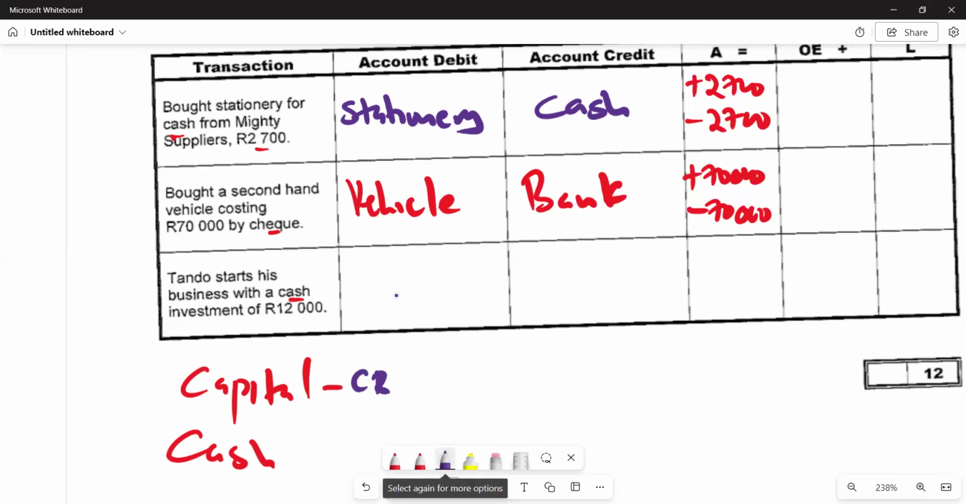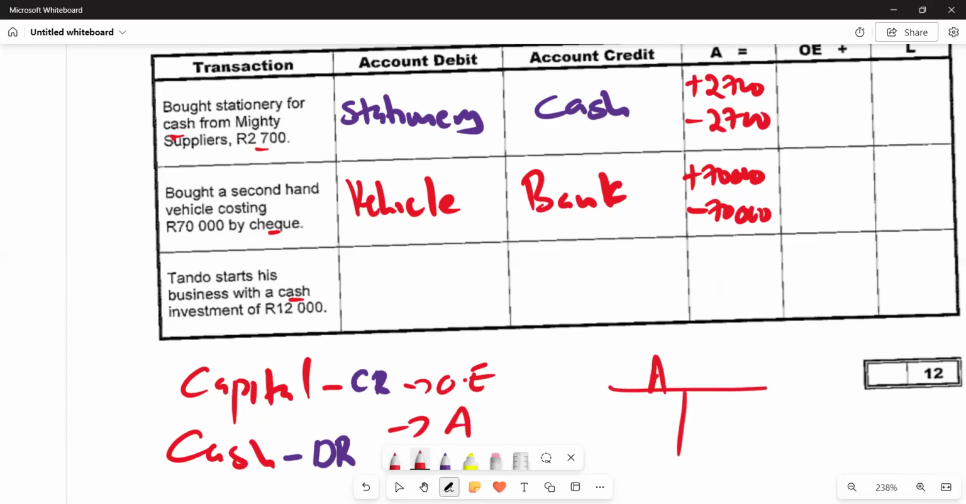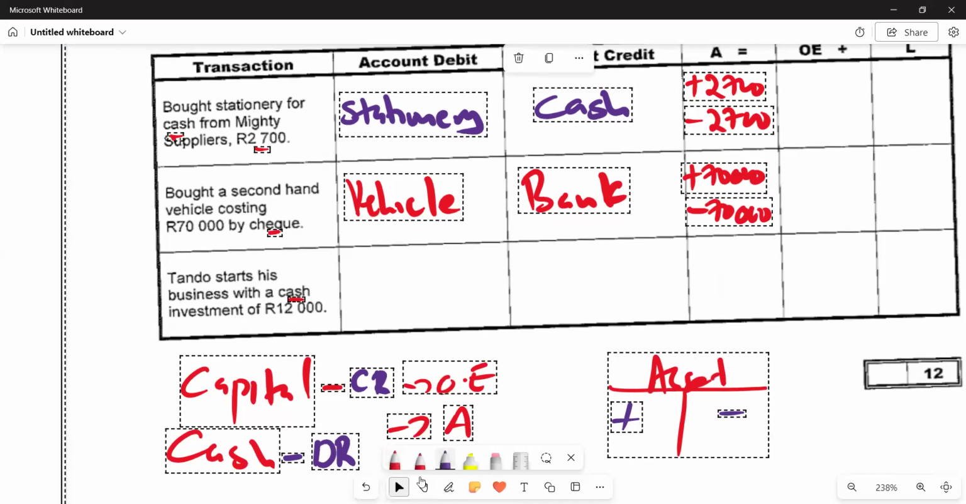So we have credit, and then the business is receiving cash in the form of capital. So cash is coming into the business, so we debit. It's the receiver, so we debit. Then we try to identify what part of the accounting equation is capital, and we see that capital is part of owner's equity. So this one is owner's equity. And for cash, we know that it's an asset. When we debit an asset, it's a plus. When we credit, it's a minus on the accounting equation.